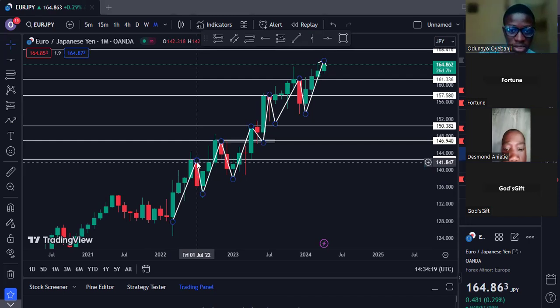That's the resistance. The zone where it found a base and held, that's the support. Do you get me? Where it held is the support. This is just a general preamble of what it means to analyze the market.